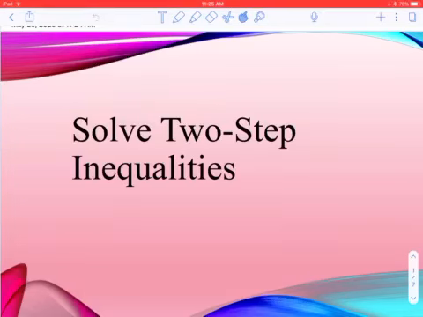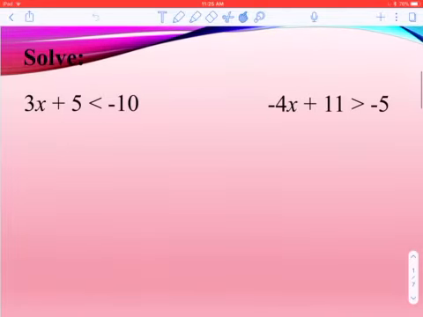Good morning, Griffins. So we're going to finish up with our equations and inequalities unit by solving two-step inequalities. It's going to be just like we did two-step equations, so you guys should be really good at this. I have a couple of examples here.